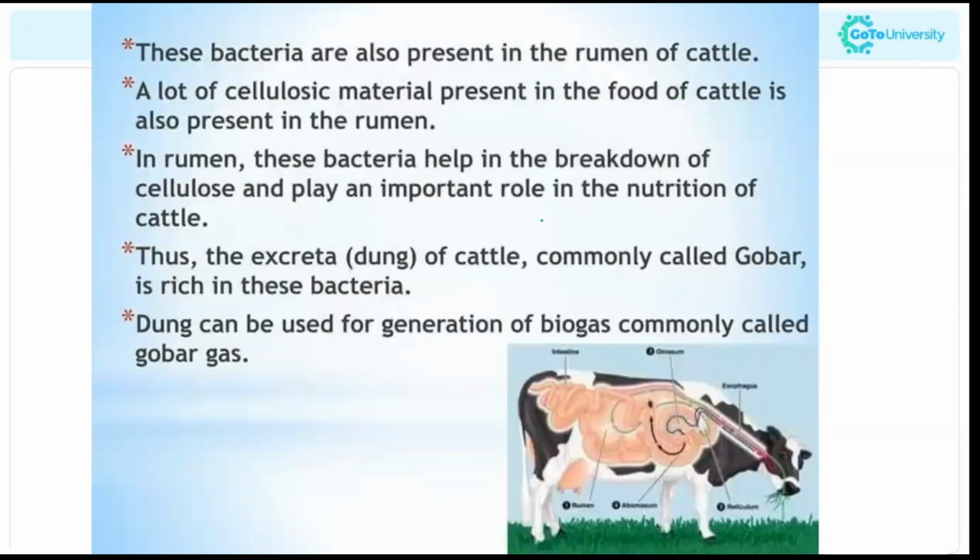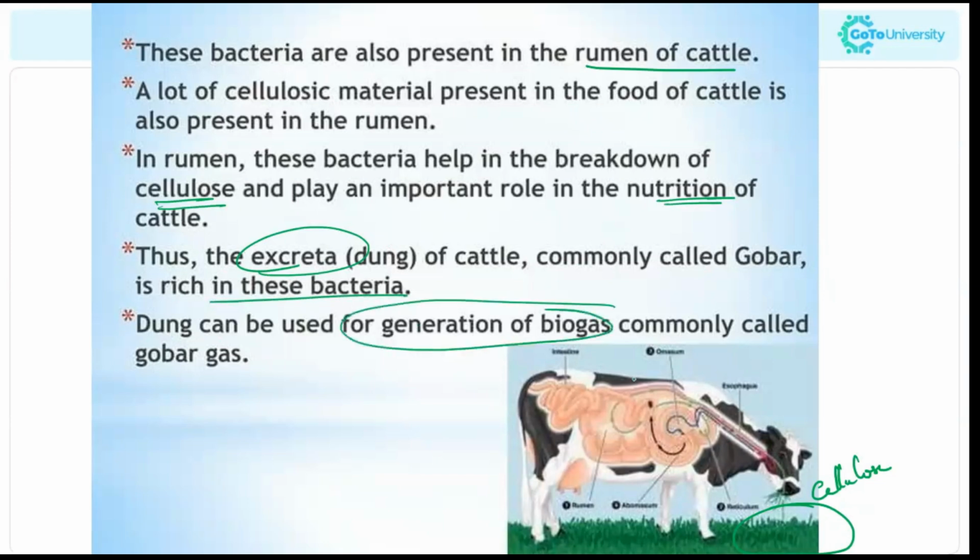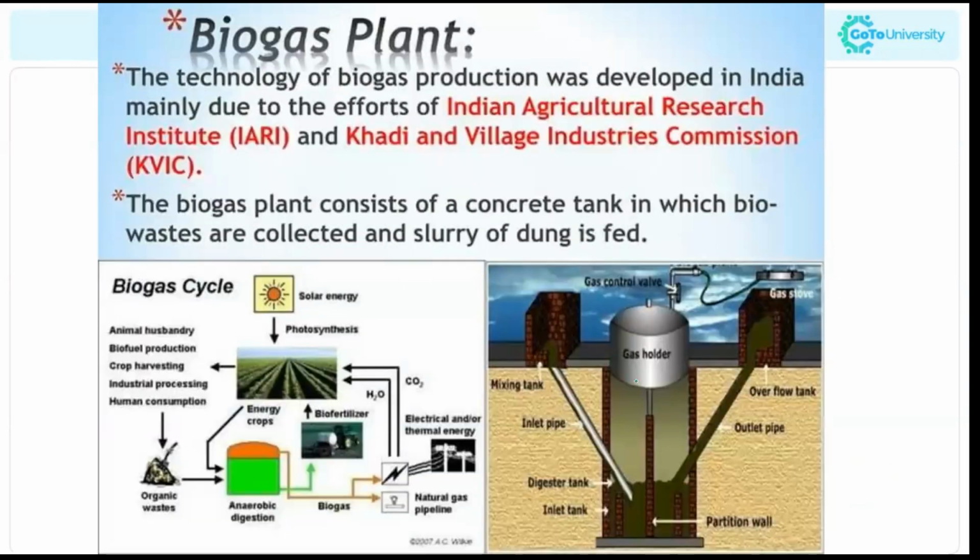Clear? Now, these bacteria are also present in the rumen of cattle, because we know that cattle depend on grass which is rich in cellulose. So a lot of cellulosic material present in the food of cattle is also present in the rumen. In the rumen, the bacteria help in the breakdown of cellulose and play an important role in the nutrition of cattle. And the excreta, that is the dung of the cattle, which is called gobar, is rich in these bacteria. So dung can be used for the generation of biogas, which is commonly called gobar gas.